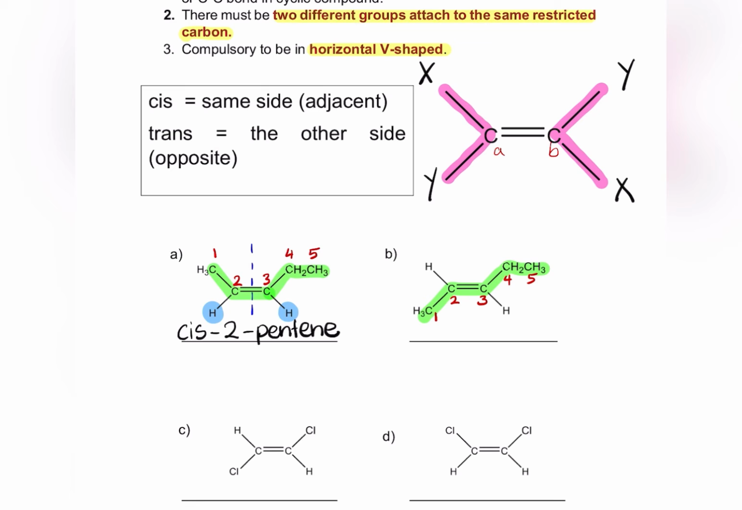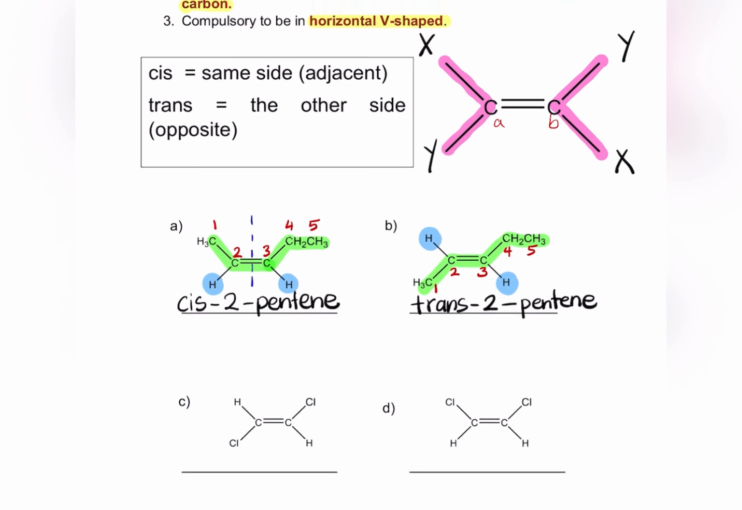However, the same atom in this case is hydrogen. Both of them are in opposite positions. So that means it is trans. So how I want to give the name for this one, I'm going to write it down as trans-2-pentene. As simple as that.